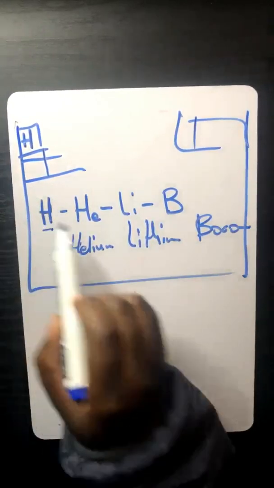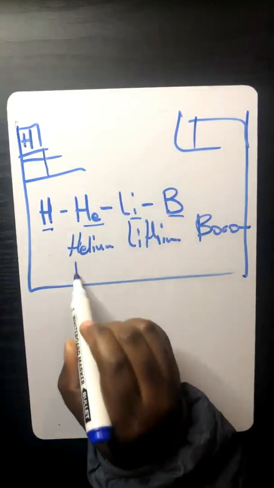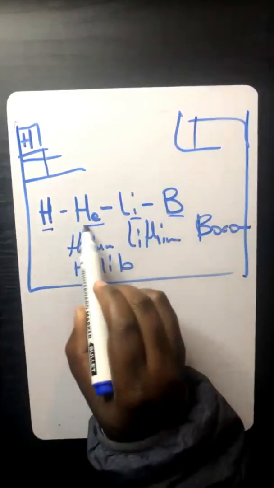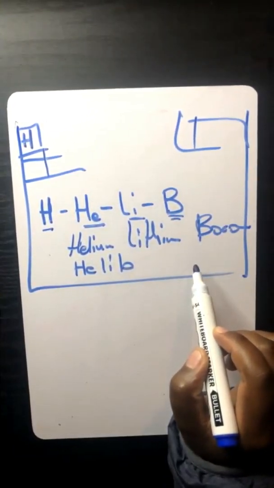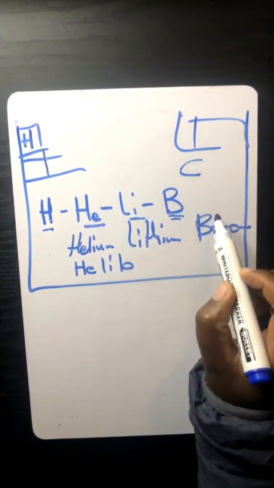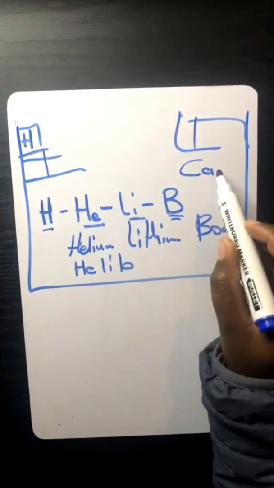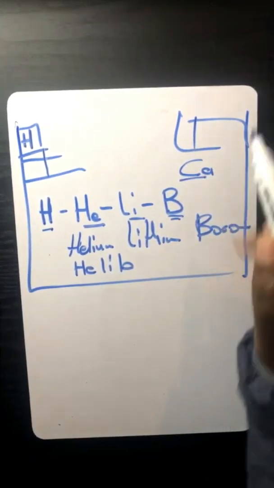Listen to this: Hydrogen, Haley B. What is Haley B? I know in my mind when I say Haley B, it's helium, lithium, boron. Hydrogen, Haley B, Bokhanov. Can you see in that Bokhanov there's carbon? What else are we having there? After carbon, what's next?